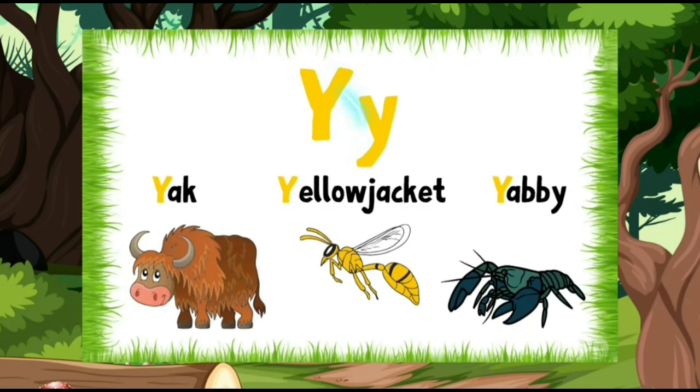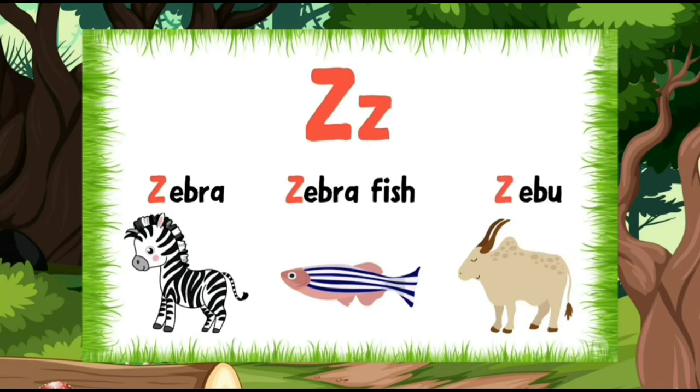Y. Y is for yak. Yellow jacket. Yabby. Z. Z is for zebra. Zebrafish. Zebu.